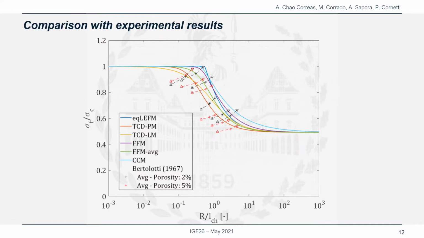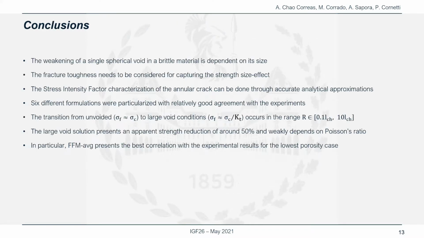Then specimens were 4-point bending tested, and the maximum force recorded was considered for strength calculations. Out of these experimental results, the two least porous cases, 2% and 5% porosity, are compared with the predictions, with rather good agreement between them. It is worth highlighting that no fitting parameters were used for this comparison, just the material structural properties l_ch and sigma_c, as well as the void radius R. It is especially remarkable the good agreement of finite fracture mechanics average stress and the mean experimental results for the lowest porosity case. Eventually, we can draw some conclusions out of this analysis.